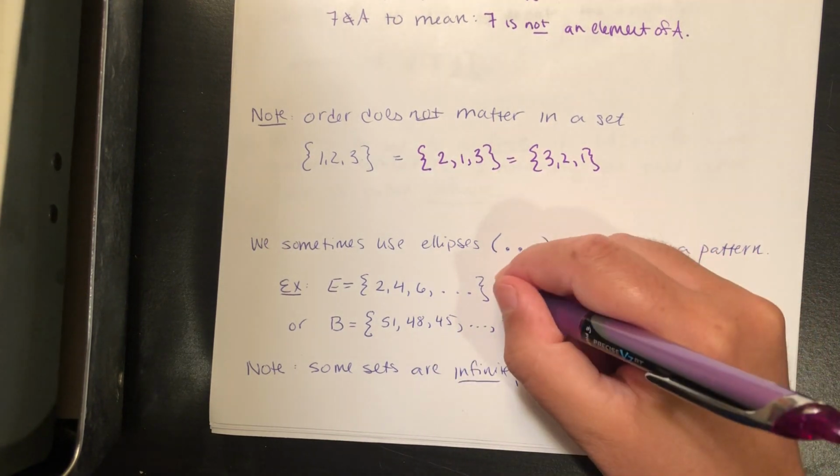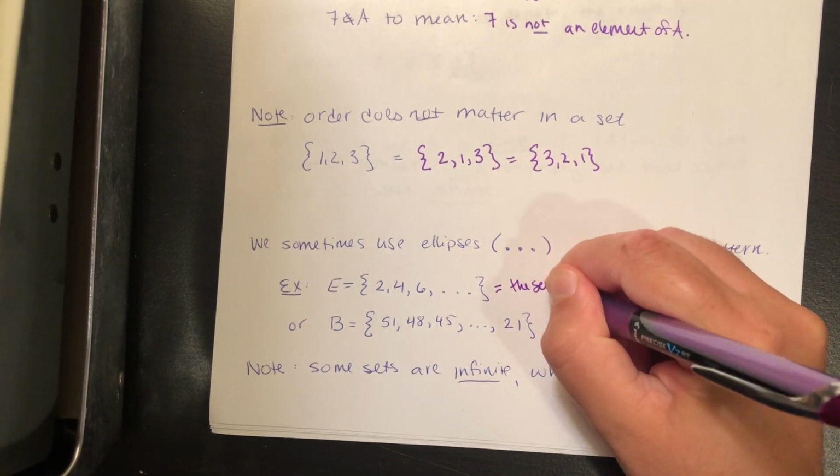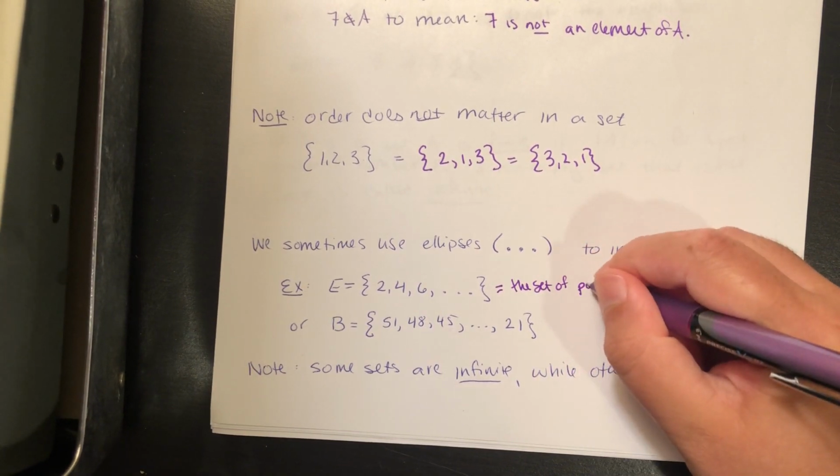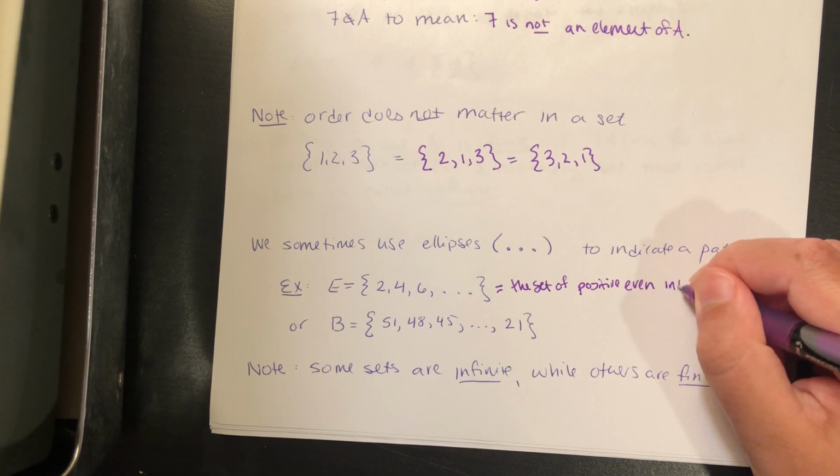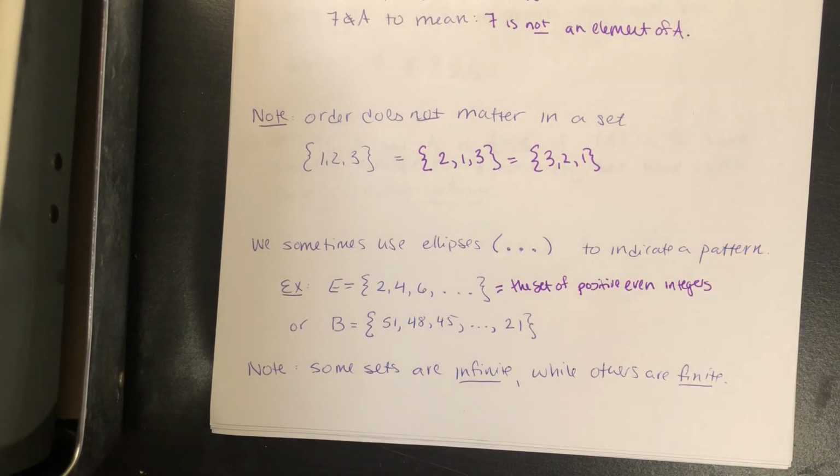So this is probably going to be the set of positive even integers, right? Or the set of even natural numbers would be another way to describe this. We could also describe a set as something like this. So this is 51, 48, 45, ... all the way down to 21.